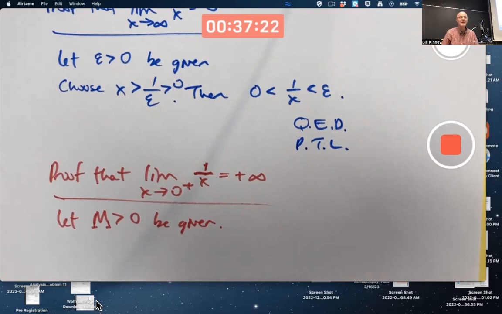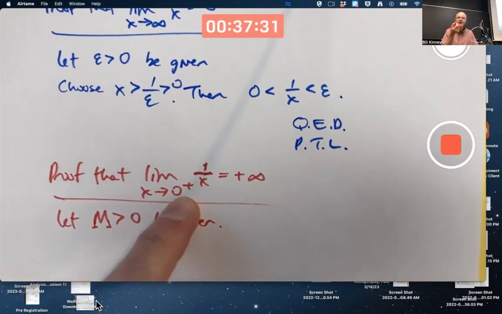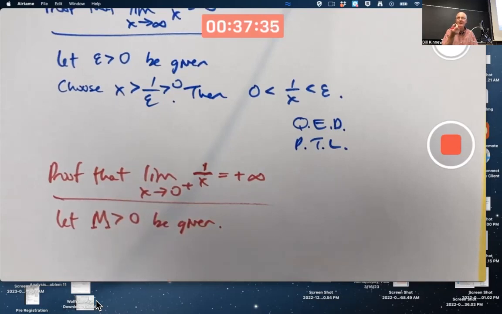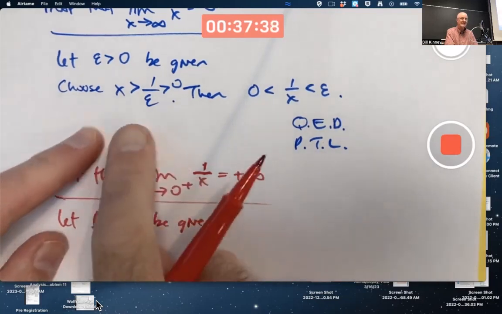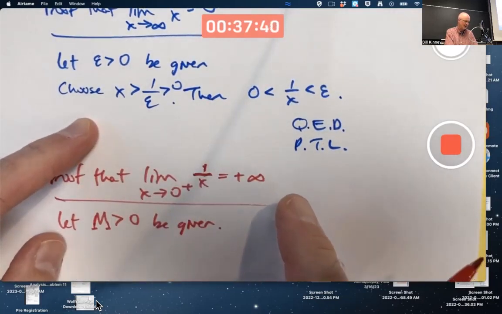y equals capital M. What do I need to do? I need to find how close x should be to 0. I'm letting x go to 0 from the right here to make 1 over x bigger than M. It's practically the same kind of idea, except, well, kind of reversed.